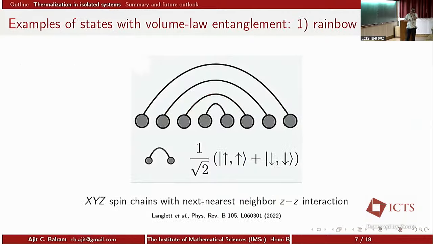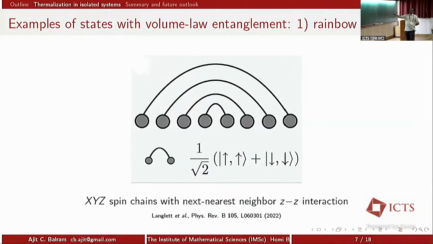A couple of examples were known before our work. This is a very famous example of what are called rainbow scars. These states actually have the property of having volume law entanglement. What you do in the rainbow scars is you take a 1D lattice and look at states that are related by mirror reflection. Let's say sites 1 and 8, 2 and 7, 3 and 6, 4 and 5. These all share a Bell pair between them, a singlet state that you form between these. So it's clear now that this state has volume law entanglement.